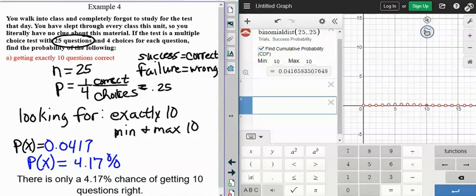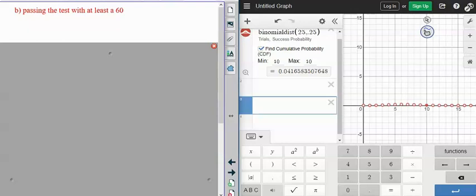All right, so let's go on. We know it's not going to happen to get 10 questions. If it happens, like amazing. So let's go with this next one. Now we're looking at passing the test with at least a 60.